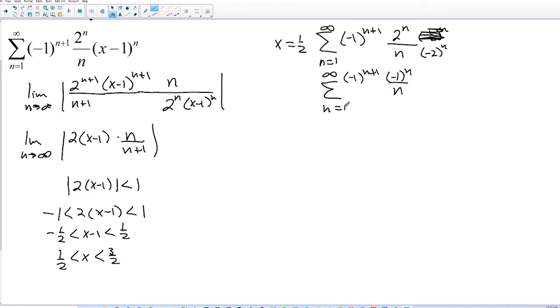Well, if we plug 1 in here, we get 2. So this is going to be a positive 1. And then when we plug 1 in here, that's going to be a -1. Then when we plug in 2, that's going to be a -1. And this is going to be a positive 1. So this ends up being the alternating harmonic series. So this converges conditionally by alternating harmonic series.